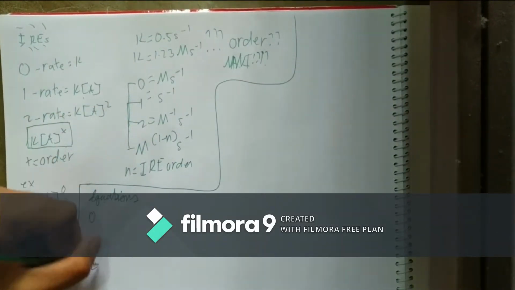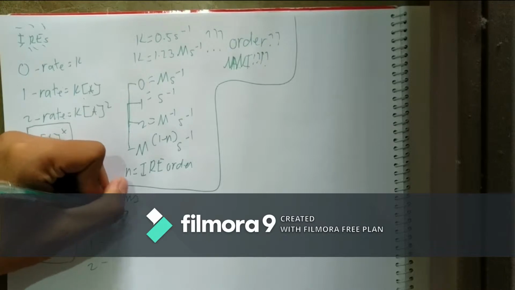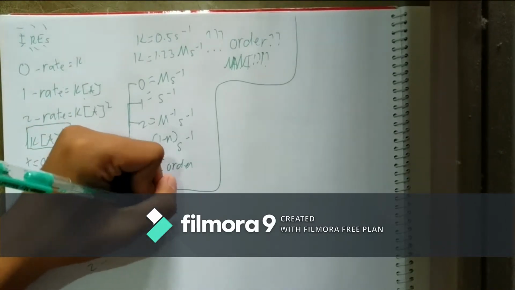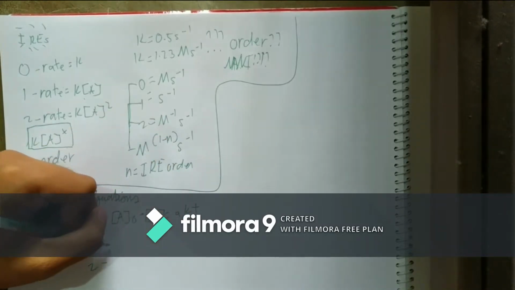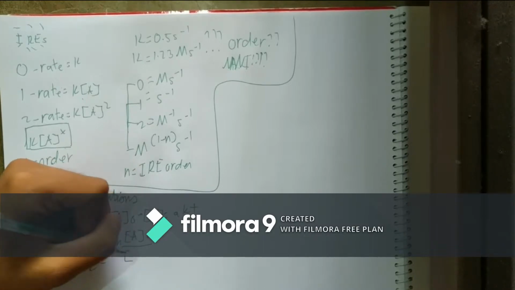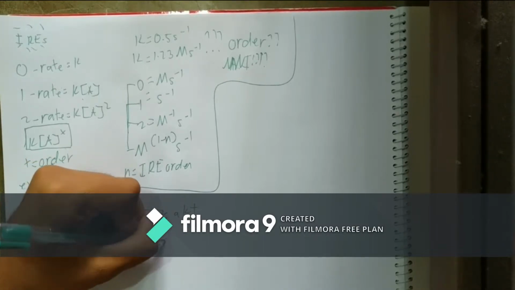Every rate law has a different equation. The zero order has an equation of concentration of A naught minus concentration of A equals akt. The first order has an equation of natural logarithm of concentration of A naught over concentration of A equals akt.